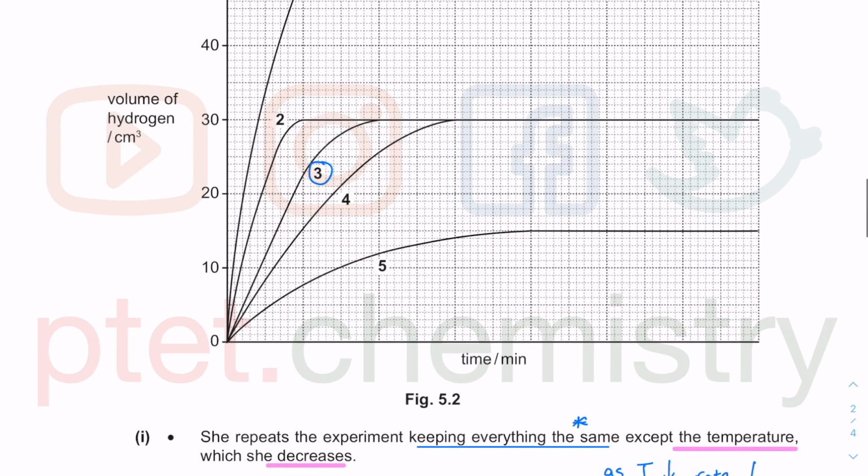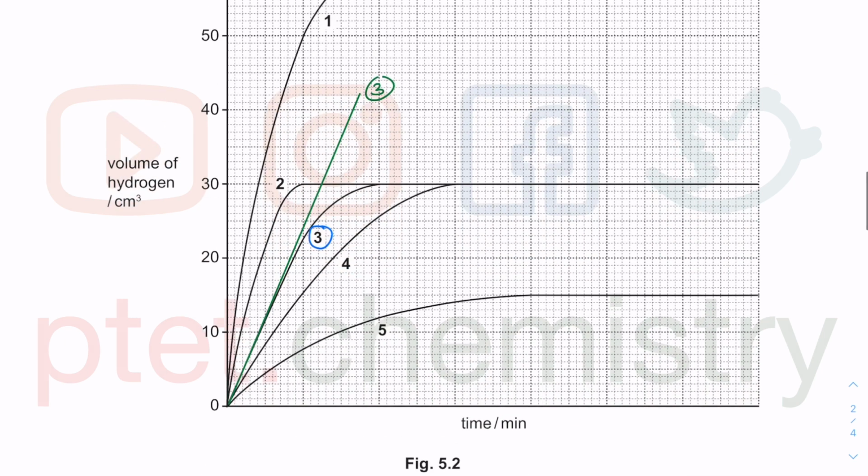So if number 3 is the original temperature, you want the reaction to be slower, we can think about the gradient. This is called gradient. So I'm drawing a tangent. This is like a straight line at t equal to 0 for line number 3. In terms of steepness of the slope, it could be 2 or 4, but not 5, because we want to have the same volume of hydrogen. So same volume of product.